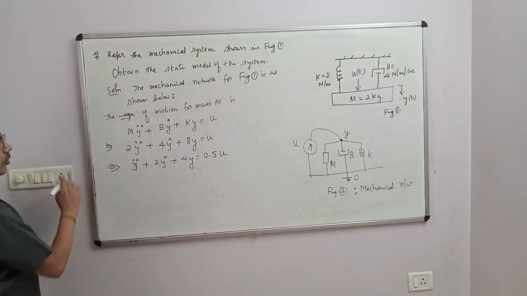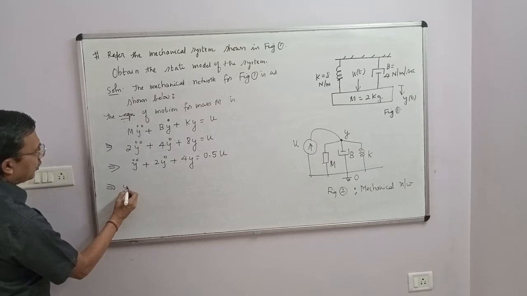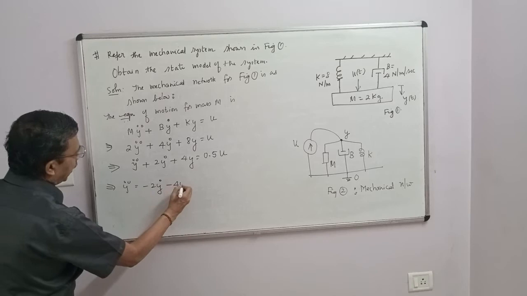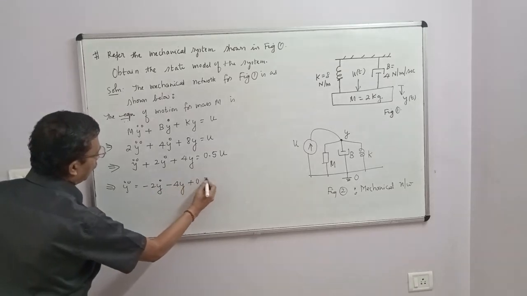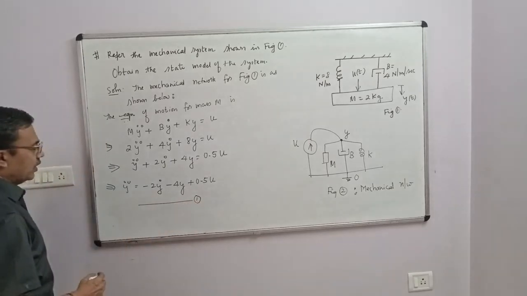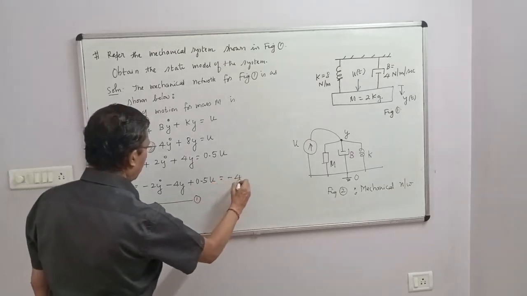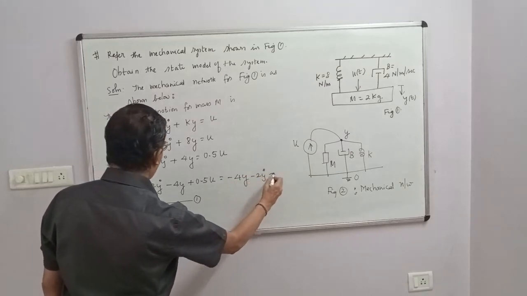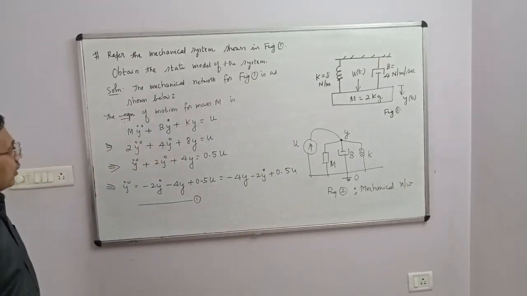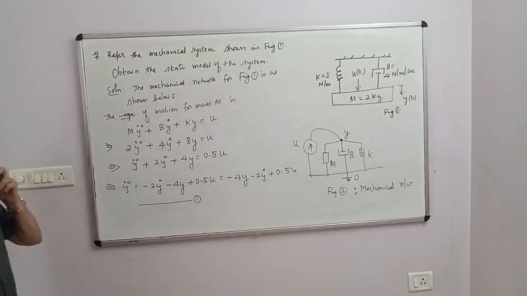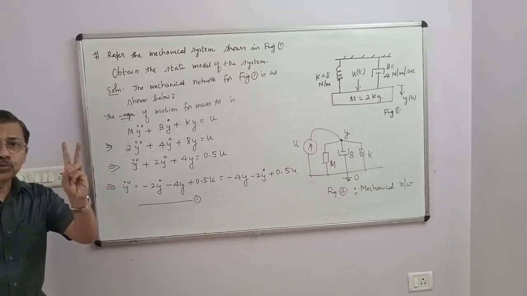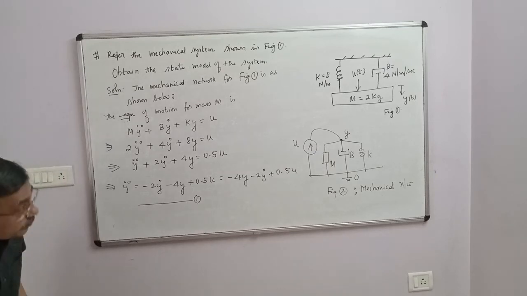Coefficient of y double dot must be 1. This implies y double dot is equal to minus 2y dot minus 4y plus 0.5 into u. This I will call equation 1. I will write it in proper order: minus 4y minus 2y dot plus 0.5 into u. This is equation 1. Now, what is the order of this differential equation? Order of the differential equation is 2. Therefore, we require 2 state variables to represent the system.